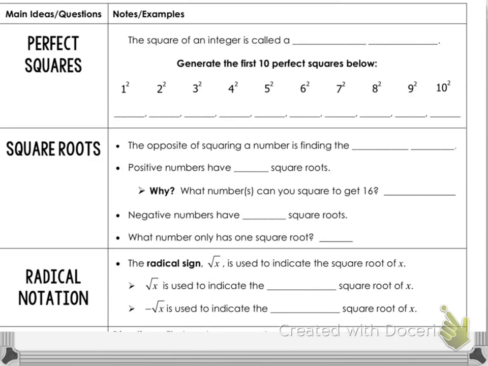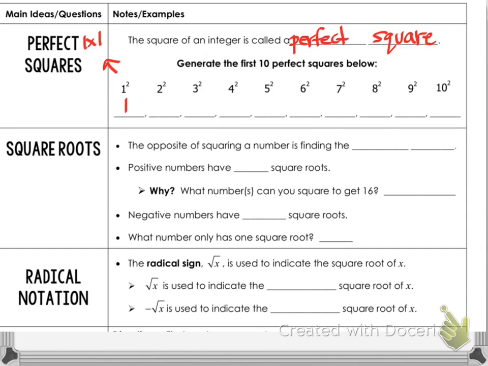The square of an integer is called a perfect square. We're going to generate the first 10 perfect squares below. Remember, when we square a number, 1 squared is not 1 times 2. It is 1 times 1. So again, it is the number 1 appearing as a factor twice. That's considered our base. So our base appears as a factor twice if it's squared.